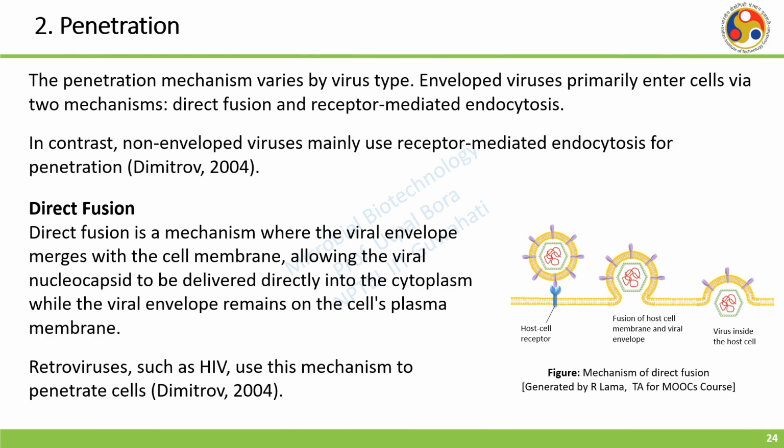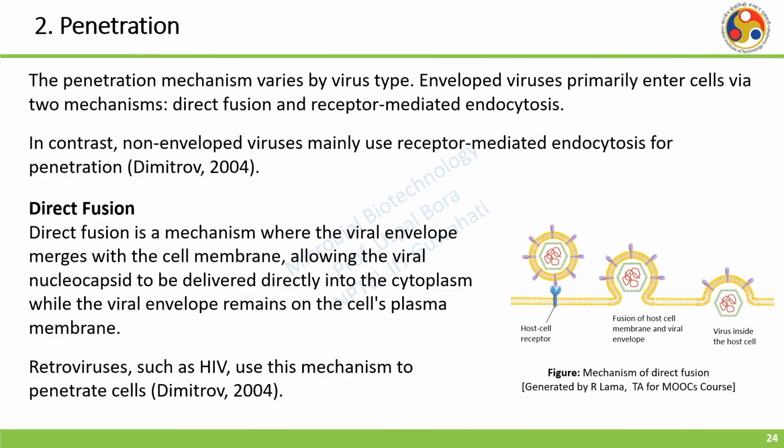Next comes the penetration. The penetration mechanism varies by virus types. Enveloped viruses primarily enter cells via two mechanisms. Number one is direct fusion, and number two is receptor mediated endocytosis. In contrast, non-enveloped viruses mainly use receptor mediated endocytosis for penetration. Direct fusion is a mechanism where the viral envelope merges with the cell membrane, allowing the viral nucleocapsid to be delivered directly into the cytoplasm, while the viral envelope remains on the cell's plasma membrane.